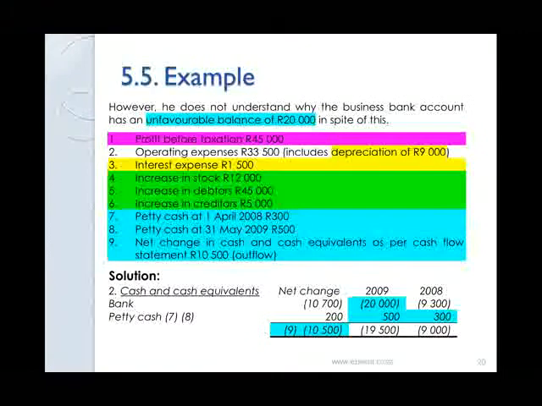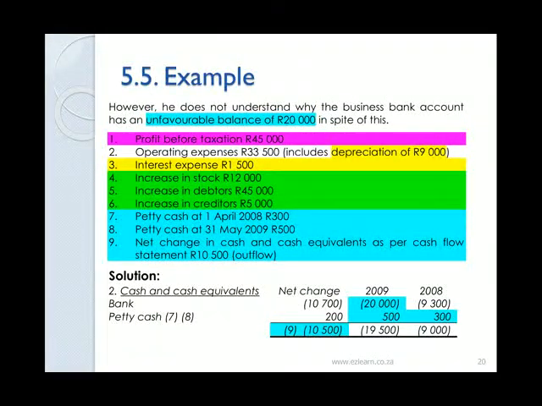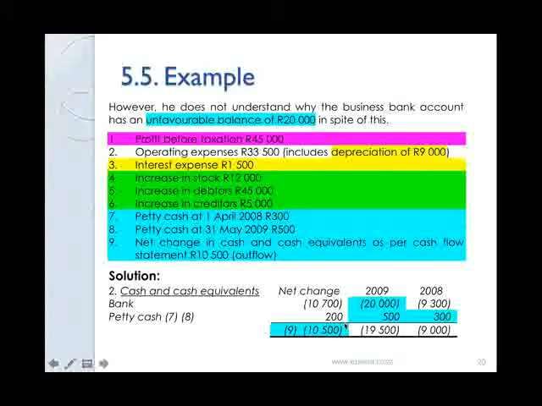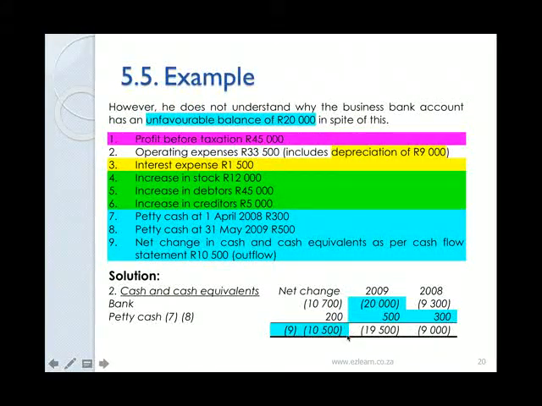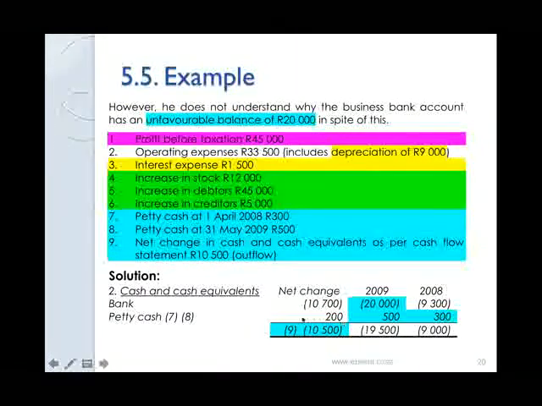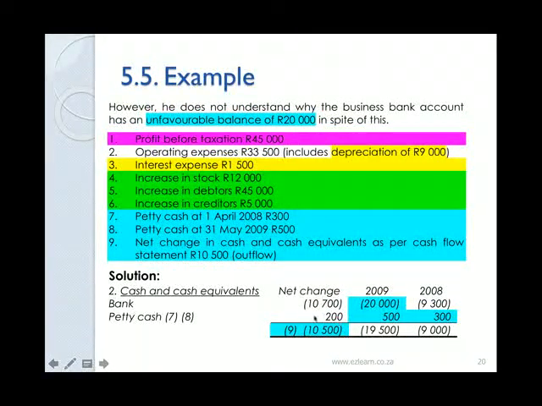Petty cash at the beginning of the year is 300 Rand, so that will be shown over here in the column for year 1, 300 Rand. And number 8 tells us that our petty cash changed to 500 Rand. In other words, there was an inflow of 200 Rand in petty cash. The net change in cash and cash equivalents was calculated in the cash flow statement as an outflow of 10,500 Rand. That is shown over there as our net change at the end.